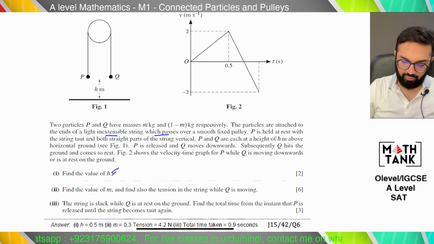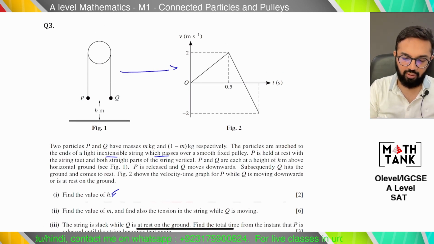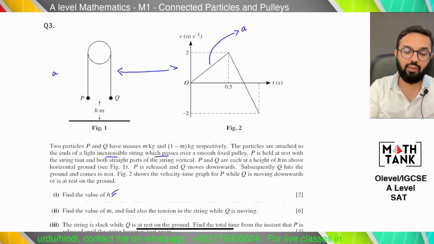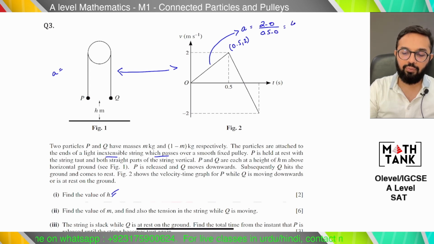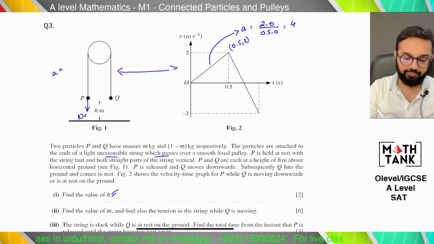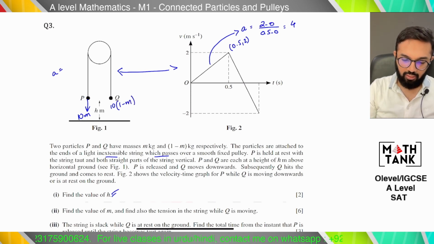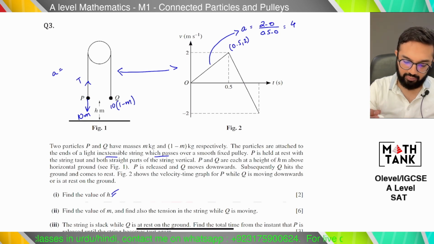Find the value of h. Okay, so these two graphs are related to each other. Whatever acceleration I get from here is the acceleration of this system. So what is the acceleration I'm going to get from here? This point is 0.5 comma 2. So I'm going to say 2 minus 0 over 0.5 minus 0. That gives me 4. So it's accelerating at 4. What are the forces involved? There's 10m and 10 into 1 minus m, and there is a T and there is a T as well.